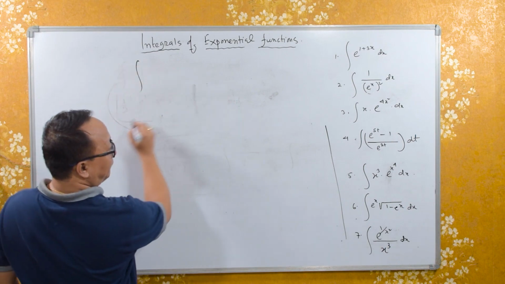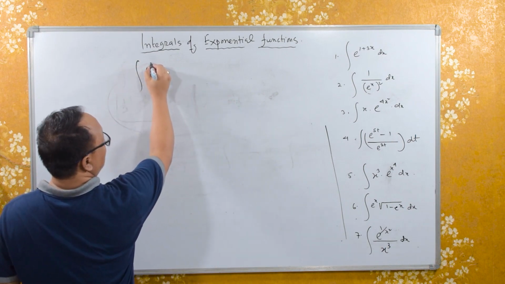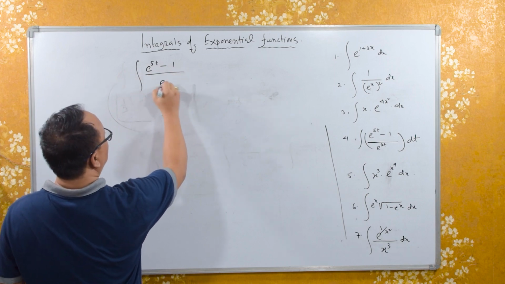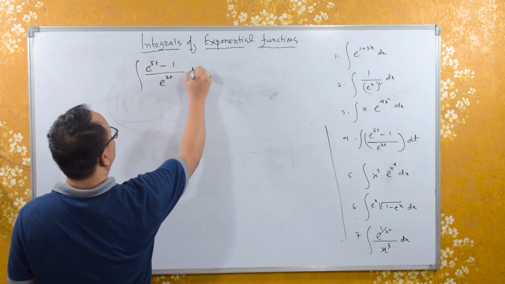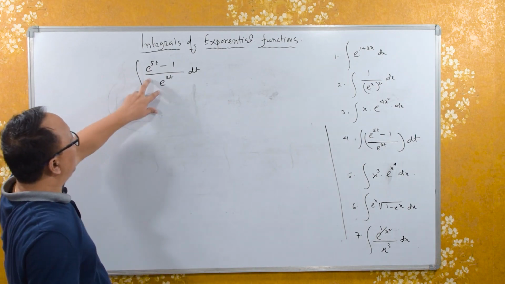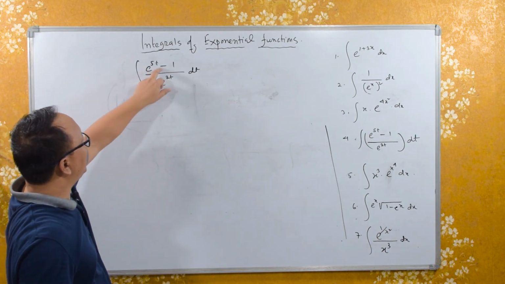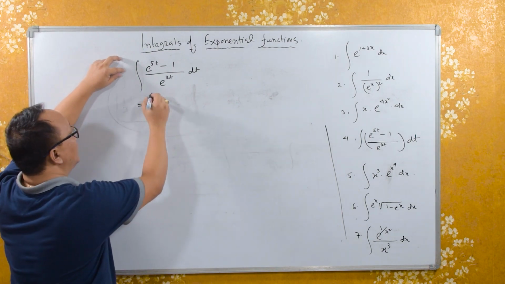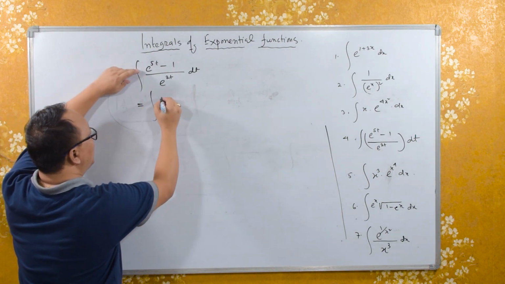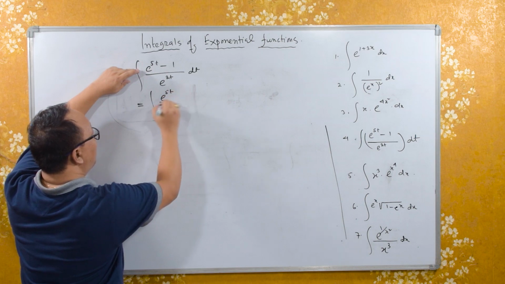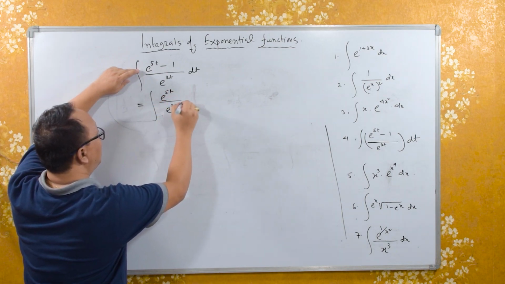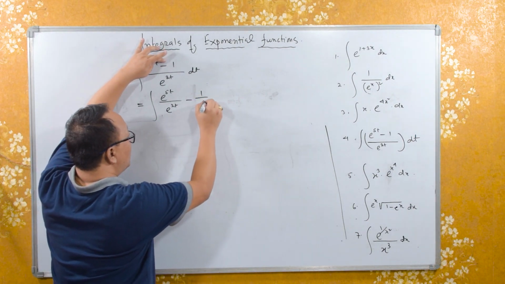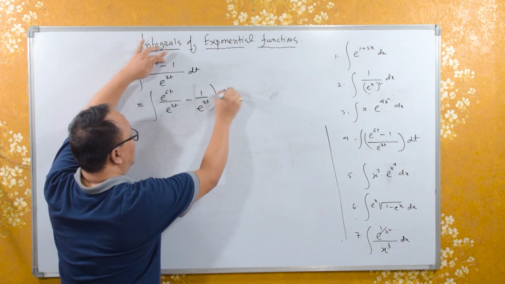For this we have the integral of e raised to 5t minus 1 upon e raised to 2t dt. Now I can separate this: this upon this minus this upon this. It is the same as before, integrating e raised to 5t upon e raised to 2t minus 1 upon e raised to 2t dt.